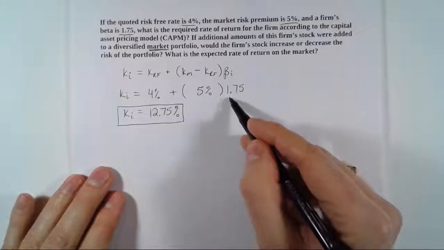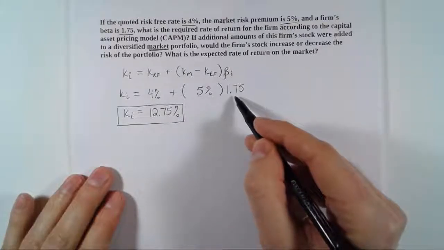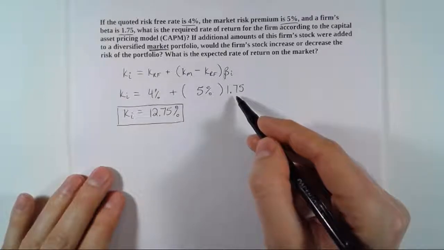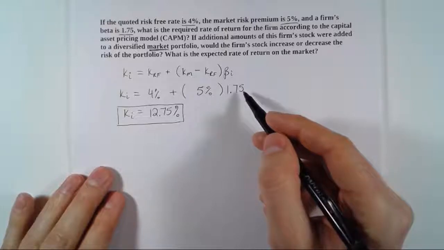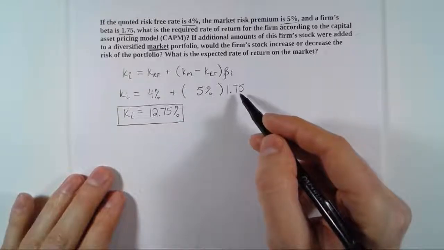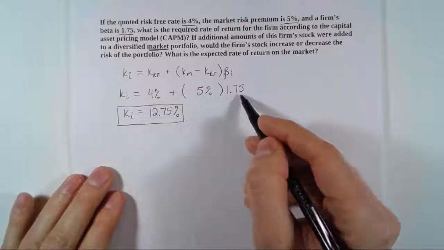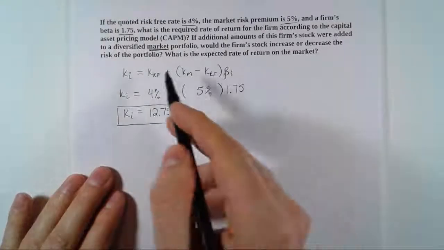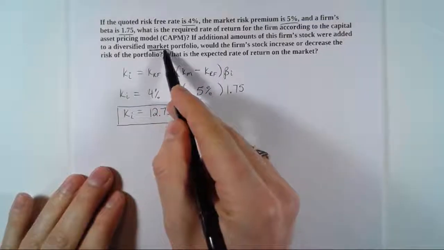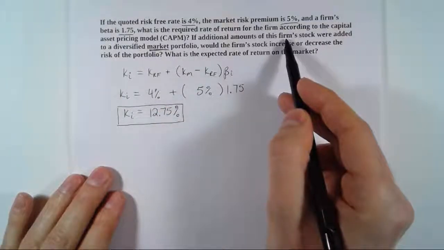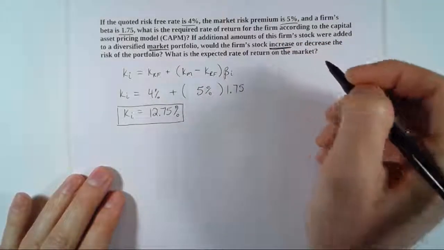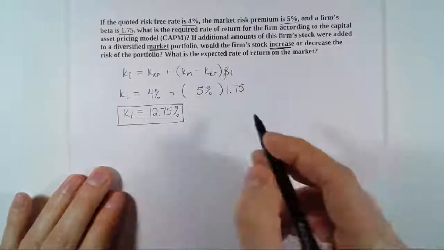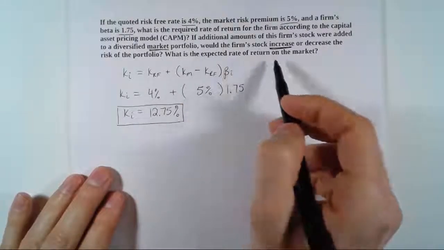The beta for this stock, however, is 1.75. This means that when the market goes up, we would expect that this stock would typically go up by more, but when the market goes down, we would typically expect the stock to go down by more. So we expect it to be more volatile than the market as a whole. So in that case, we can evaluate the fact that this beta for the stock is 1.75. The beta for my diversified market portfolio would be 1. So if I added additional amounts of this firm's stock to my portfolio, I would expect it to increase the risk of the portfolio.